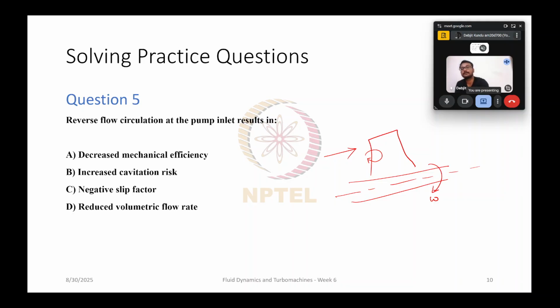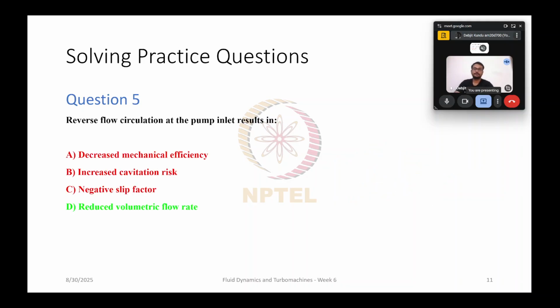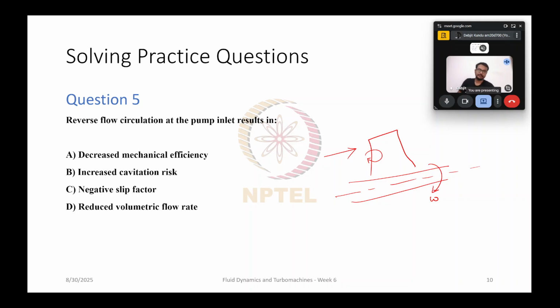Okay, let's take a look at the solution. It's actually option D, reduced volume flow rate. So if there is recirculation, what does that mean? That basically means that the direction of flow is reversed. Whatever flow is supposed to come in, a bit of that goes back in the opposite direction. As a result, the total flow rate gets reduced effectively, and that leads to all kinds of detriments to the performance of the pump or the turbine. So reduced volume flow rate caused by flow recirculation is something we do not want.